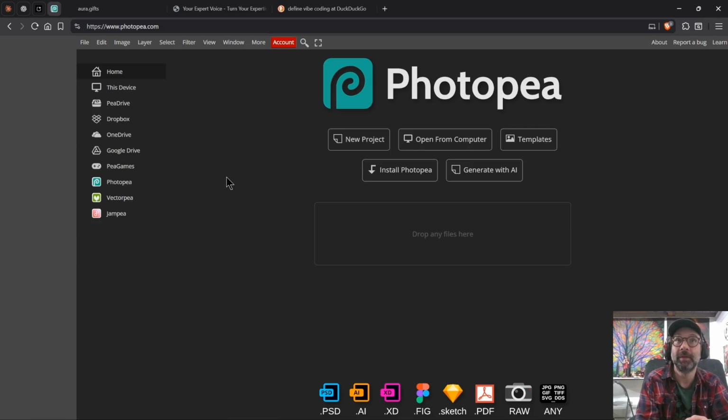We'll use this free Photoshop-type software. This is available for free online at photop.com.